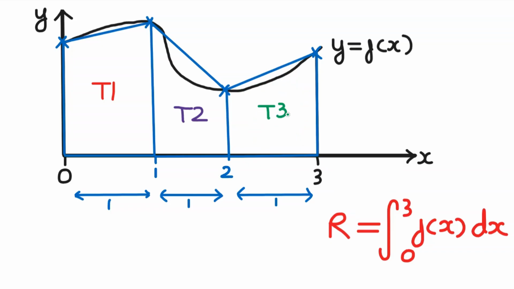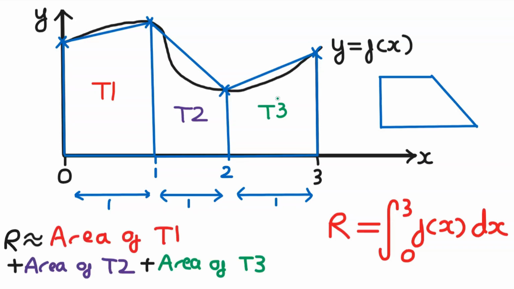And then we also have this trapezium here, which is between 2 and 3, and we're going to call this T3. It might be easy to see that these are trapeziums if we flip them over 90 degrees like this here. They have this shape, which hopefully you can recognize is a trapezium. And then the trapezium rule is that the area of R, which is the area underneath the curve, is approximately equal to the area of these 3 trapeziums added together. So R is approximately equal to the area of T1 plus the area of T2 plus the area of T3.